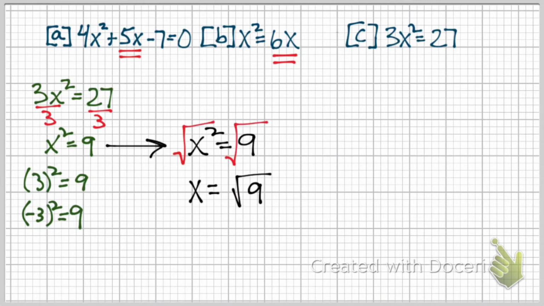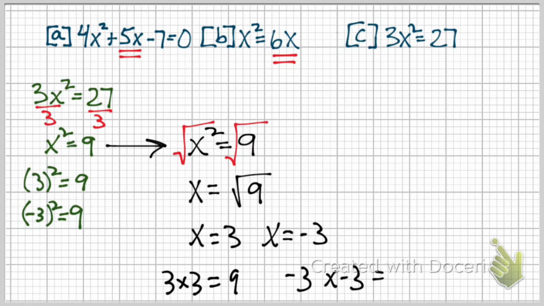This will give us x equals the square root of 9. Since the radicand is positive 9, we know that our equation will have 2 solutions, x equals 3 and x equals negative 3, because 3 times 3 is 9, and negative 3 times negative 3 is 9. If you need more information about how many solutions your equation will have, check out part 3 of your notes.